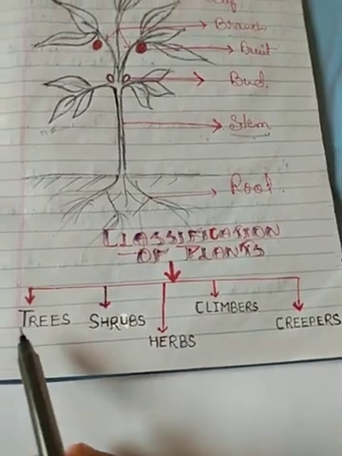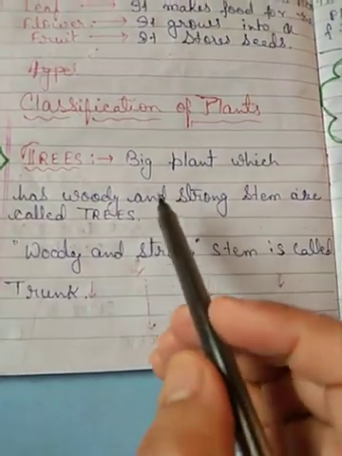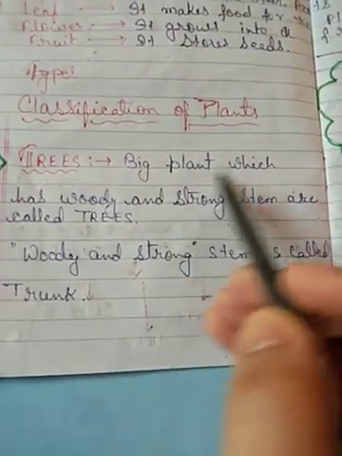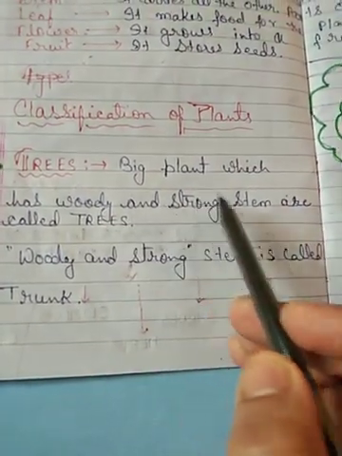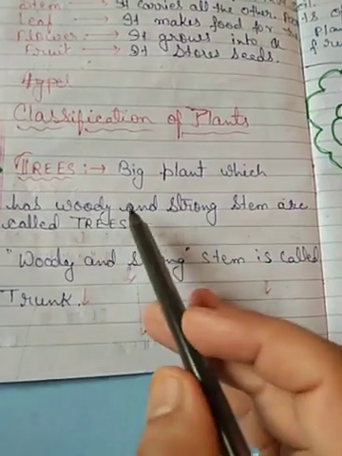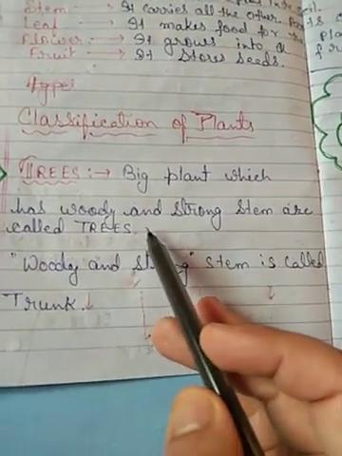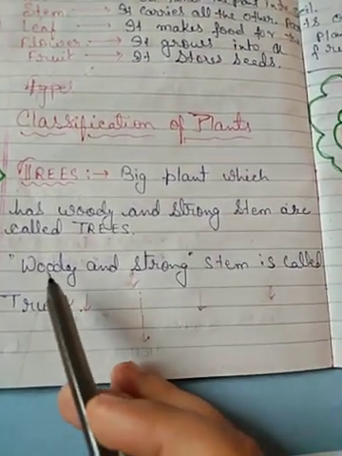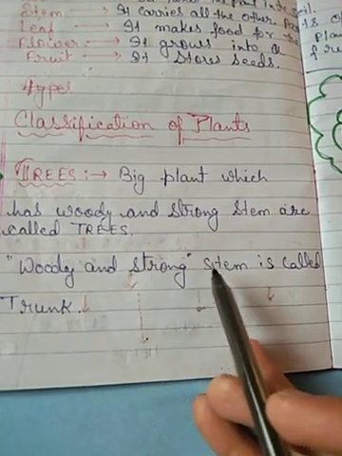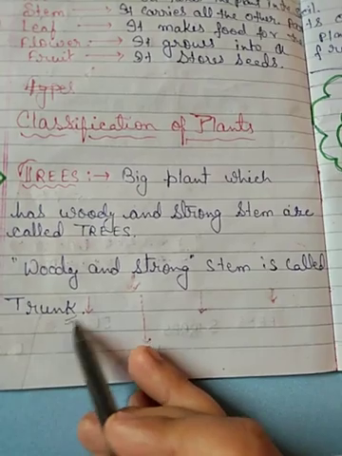Now we are going to study trees. Trees are big plants which have woody and strong stems. So we can say those plants which have woody and strong stems are called trees. This woody and strong stem is also called the trunk.